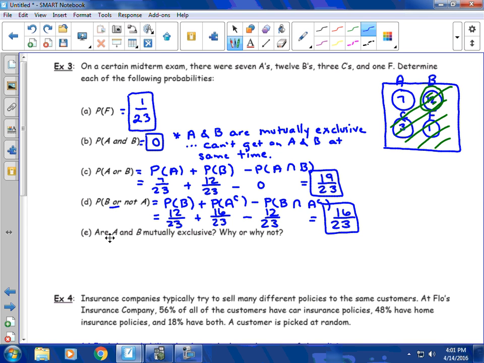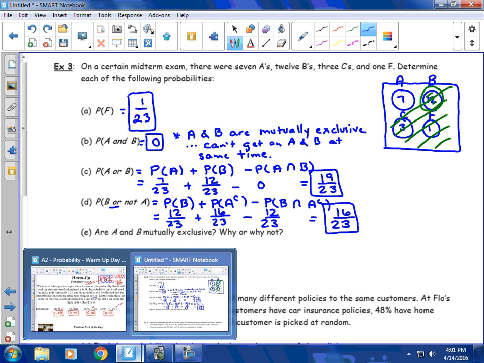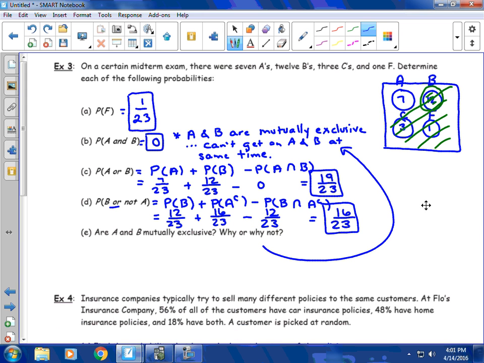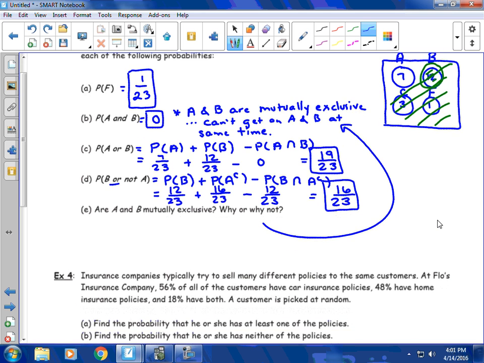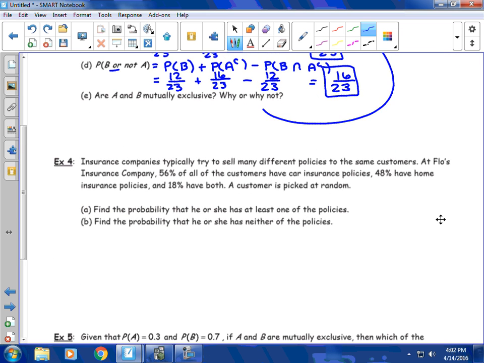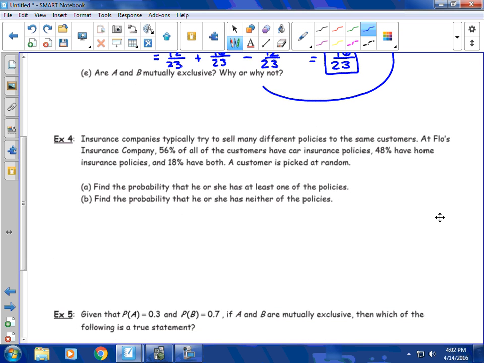Part E we already answered. Are A and B mutually exclusive? Why or why not? Answer that right here. They are mutually exclusive because you can't get A and B at the same time. All right. The rest of these kind of deal more with the addition rule as the formula.